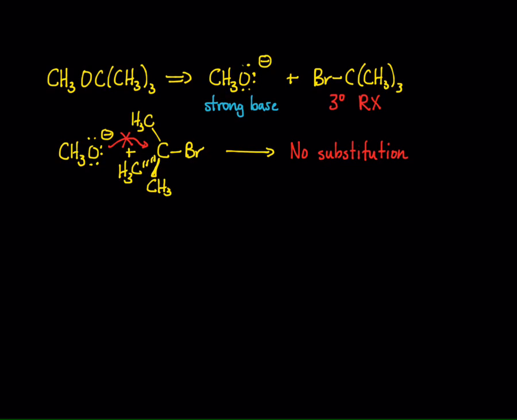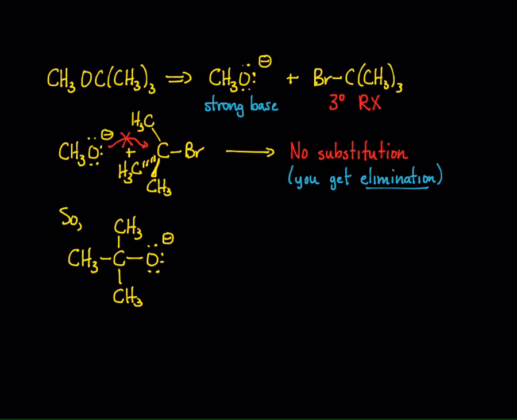And in effect, we'll see later on that you end up getting what's called elimination. We'll see how that process happens in the next chapter, right? So strong base with a tertiary alkyl halide does not promote substitution. And therefore, we have to look at the other pathway, using the tert-butyl alkoxide, tert-butoxide, with methyl bromide. So tert-butoxide here, reacting with methyl bromide.